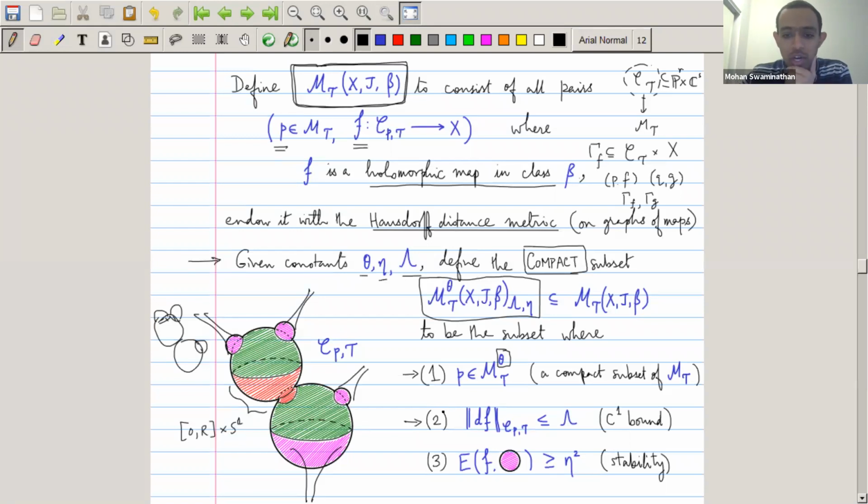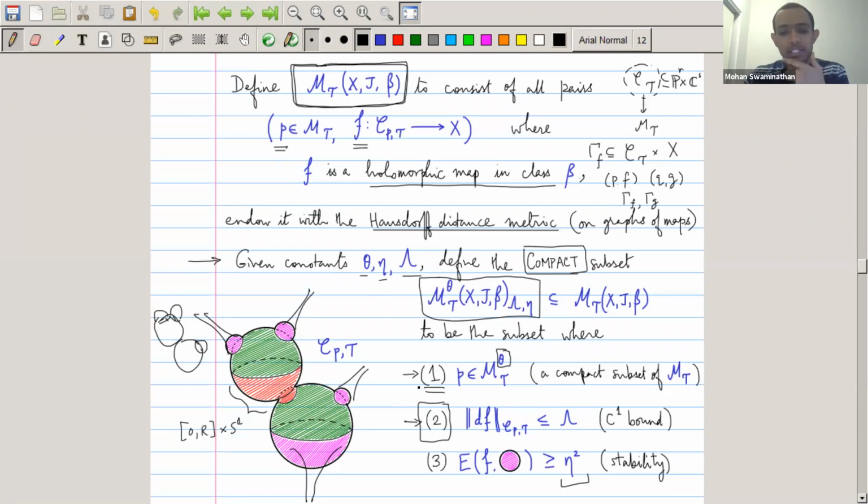Okay, so that was the first condition. The second condition is that the gradient of f is bounded above by this constant lambda. So this is a C1 bound on this map f. And finally, the third condition is that every pink region has at least a minimum amount of energy. This minimum amount is given by this constant eta. So each pink region has energy at least eta squared.